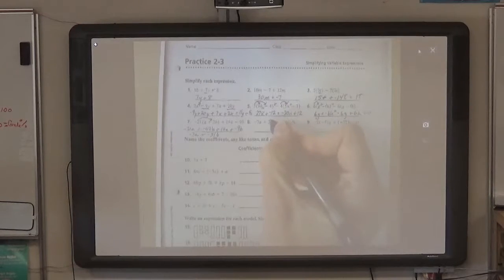Number 8. First distribute the 3. 3a plus -c. So it's -3c plus 5c plus -7a. And then add them. -4a plus 2c.